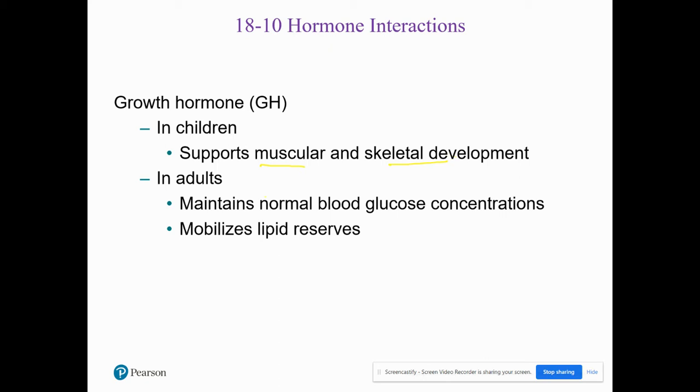In adults, you have to maintain normal blood glucose, which is 70 to 110 milligrams per deciliter. And then you have to have the ability to mobilize lipids, and specifically the reserved lipids we save as adults.